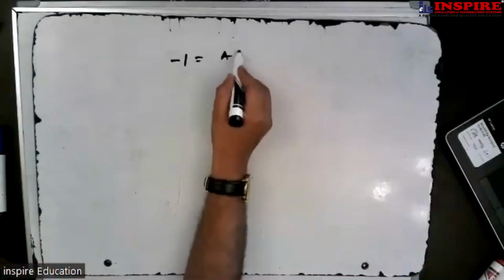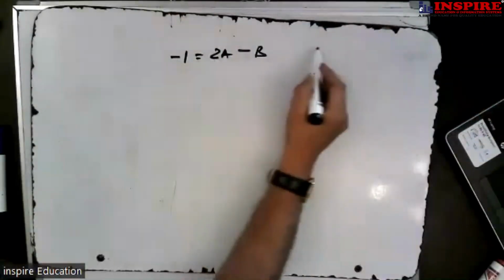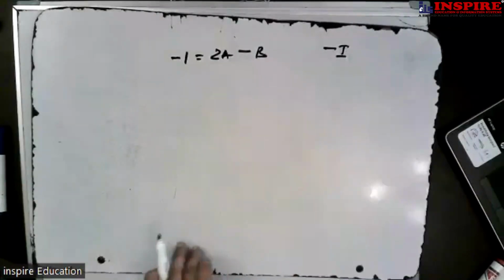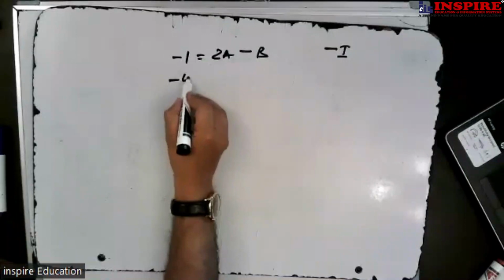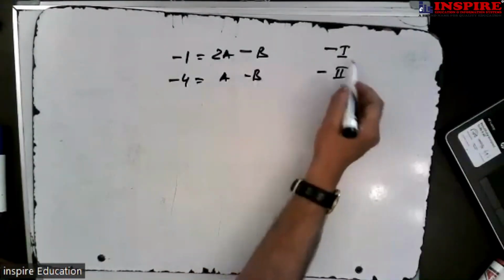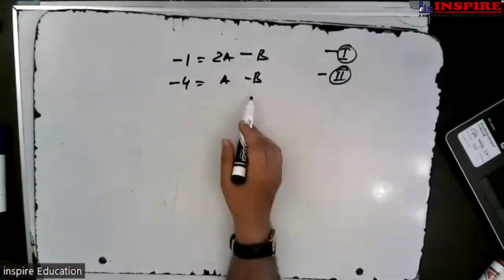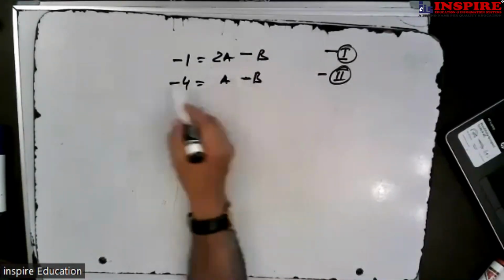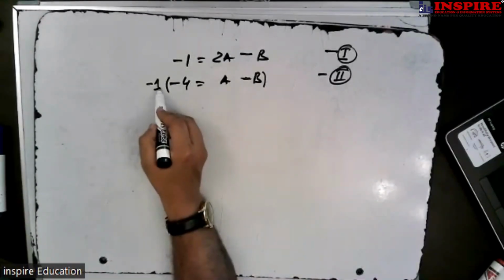Minus 1 is equal to 2a minus b, sorry. That was equation number 1. And minus 4 is equal to a minus b. That's equation number 2. I look at these two. Okay, I got a cool idea. If I multiply this equation by minus 1.